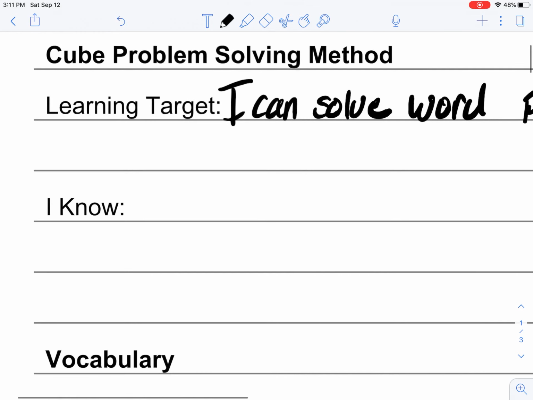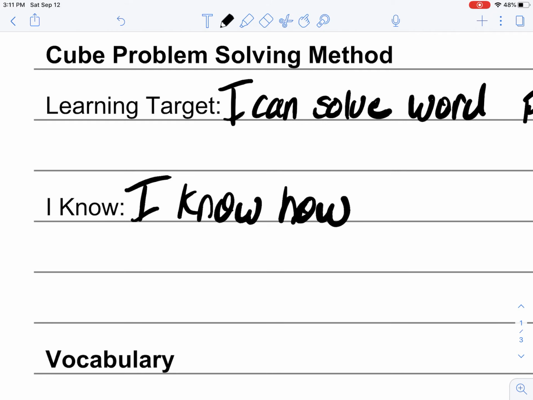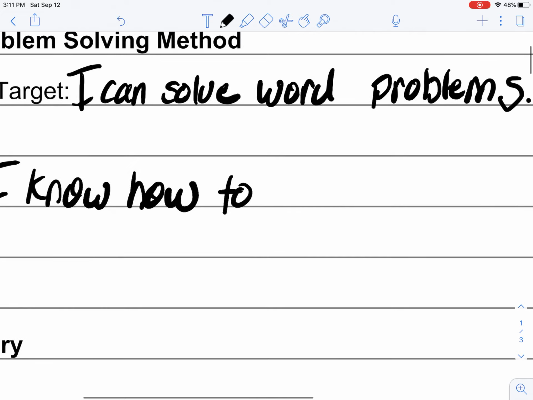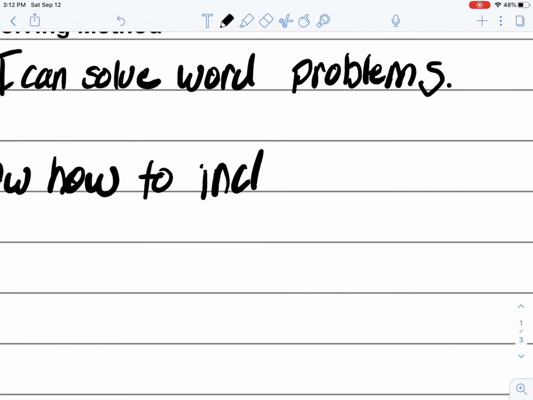Second thing that we're going to write each time is your I know. This is what you already know about the learning target. So if you already know some strategies to solve word problems, you can say, I know how to, maybe you say, include units. You know that word problems have units that we're going to look for.